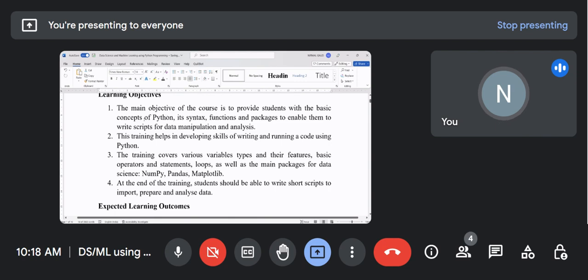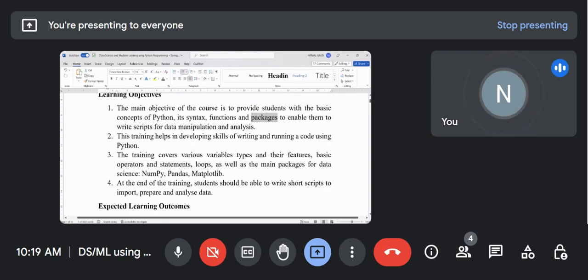That means to help you with the concepts of Python, its syntax, various functions, packages which are used in Python programming language. This is the first objective, because Python is the language which we are going to use here for each and every task for data science and machine learning. So first, the concept of Python programming needs to be learned, and it is important. Okay, so here we are going to learn the basics of Python.